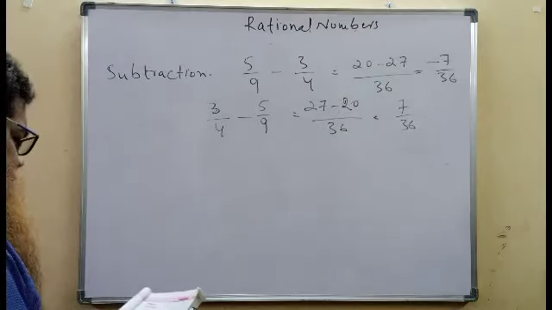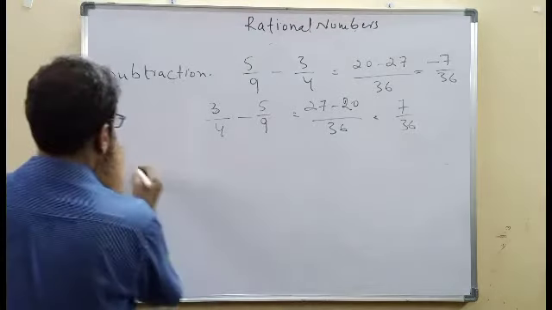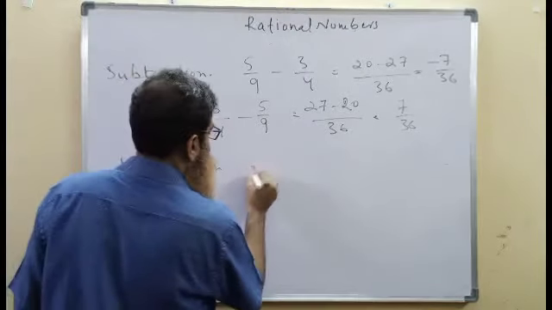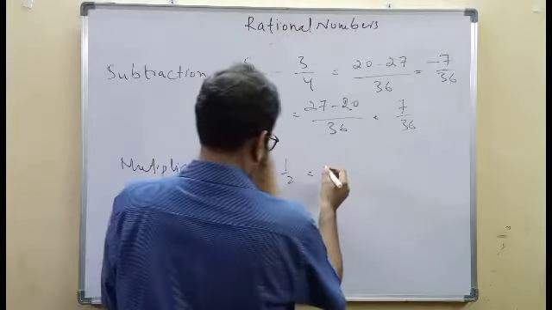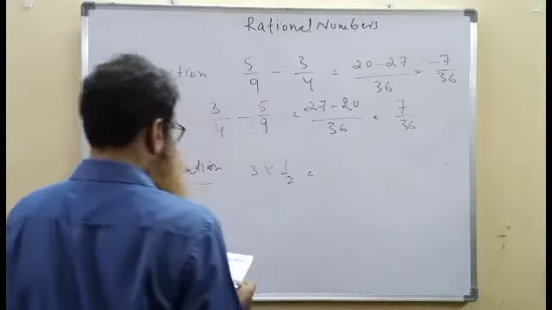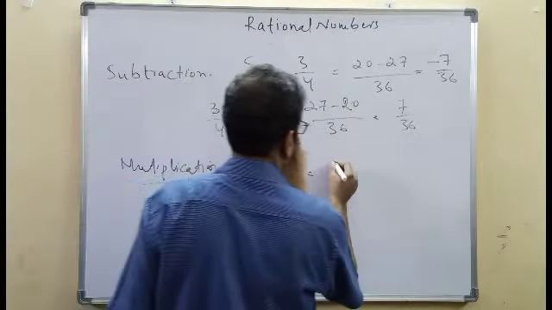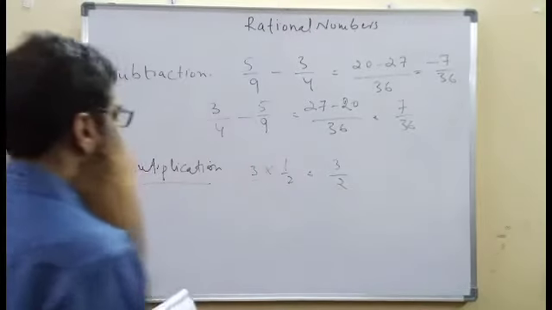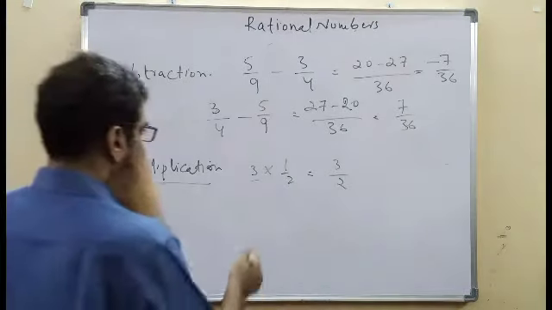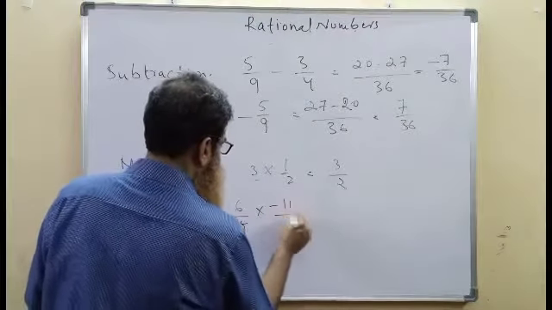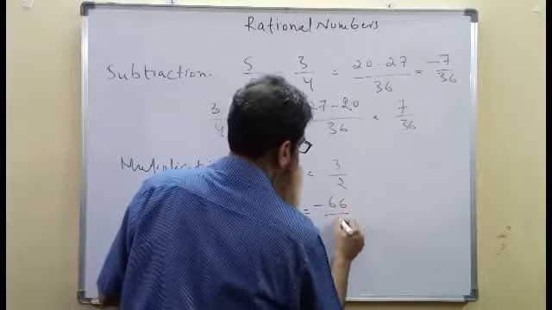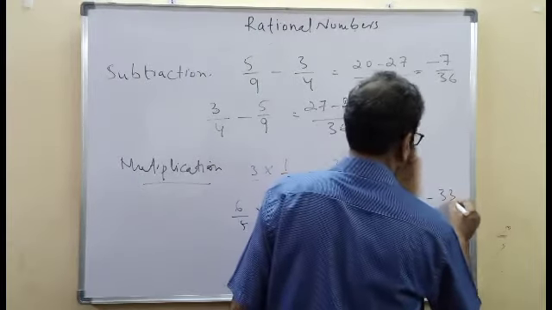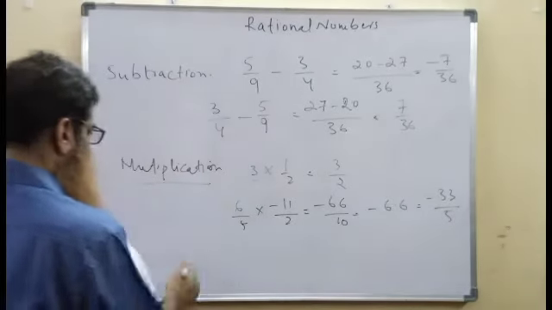Let's check for multiplication. Observe the following: 3 into 1 by 2 is equal to 3 by 2. 6 by 5 into minus 11 by 2 is equal to minus 66 by 10, which is minus 6.6, or minus 33 by 5. Again, it's a rational number.